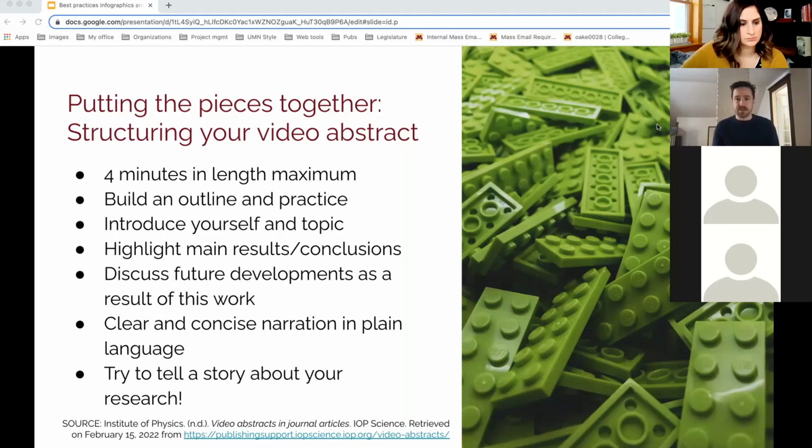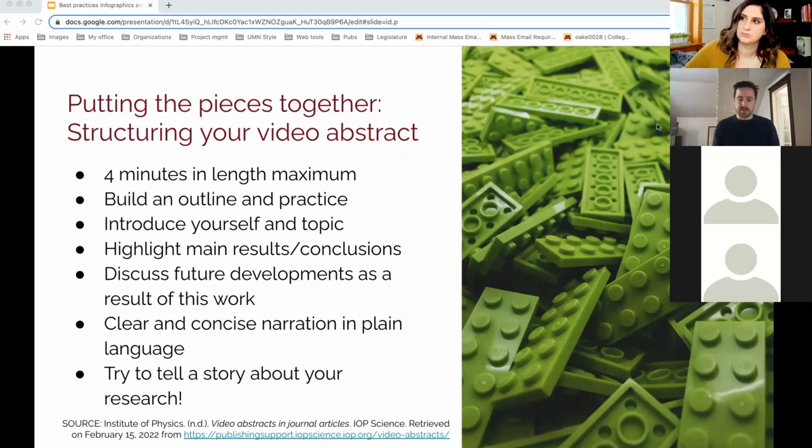If you can tell a story about your research findings, that's even better. That's really what doing infographics and video abstracts are all about, that storytelling piece. And though it might seem difficult to tell a story in 4 minutes about your science, if you can do it, that's going to be the best way to engage your audience.